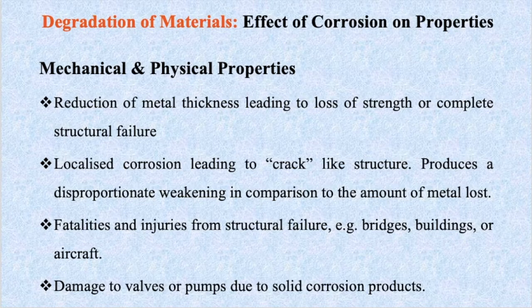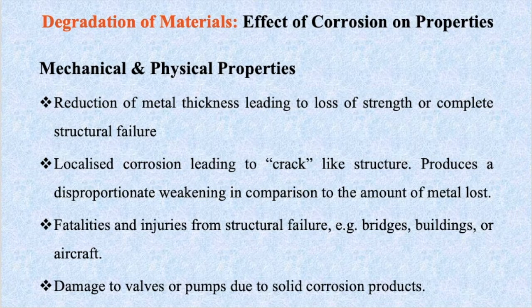So why is corrosion so bad? It affects the mechanical and physical properties of products or of metals, which effectively means affecting your products. So corrosion is bad because it results in a loss of strength. Why? Because it leads to a weakening or reducing of the thickness of metal, and then sometimes even complete structural failure occurs. It leads to the weakening of parts.